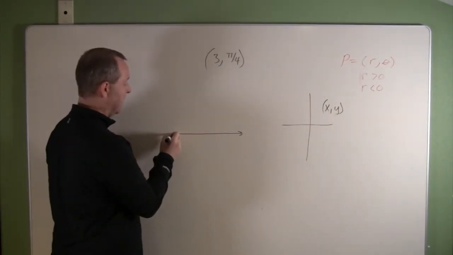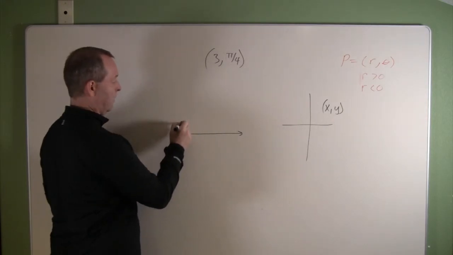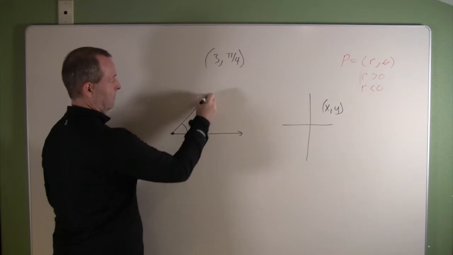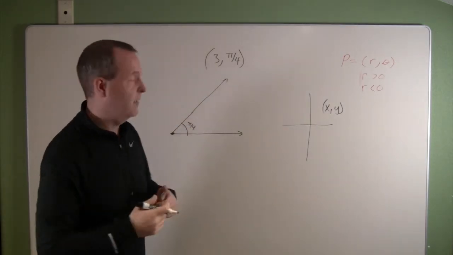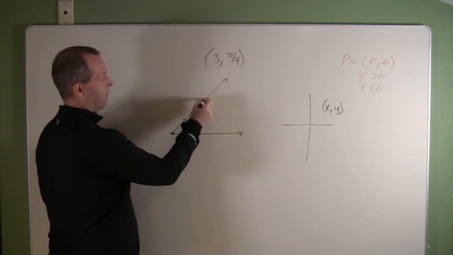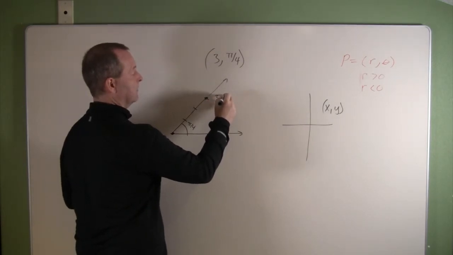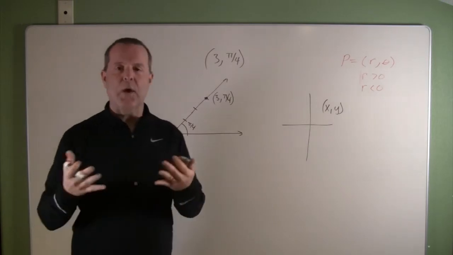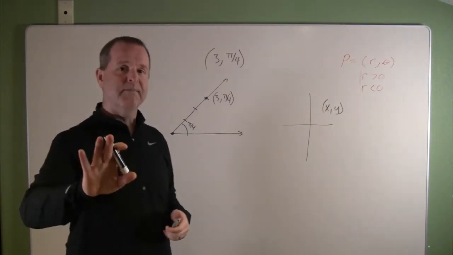Well, that point is, here's the origin. I want to go up an angle of pi over 4. And the particular point I'm looking for is 3 units out from there. So what are my units? 1, 2, and 3. And there is the point 3 and pi over 4. And so that's how we're going to use this idea of polar coordinates to continue on.